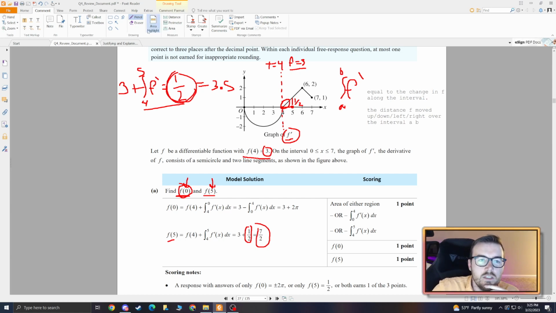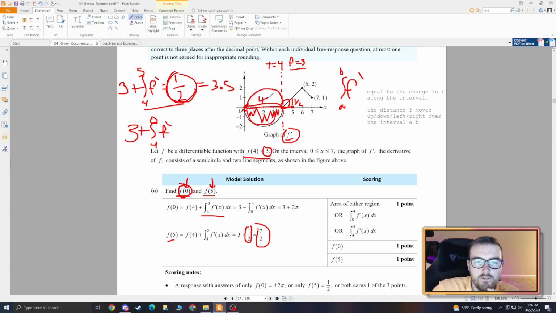Okay? And similarly, the same is true if we do the integral from 4 to 0 of f prime. Because now we're trying to backtrack, right? To go back to 0. And I wrote 4 to 0 on purpose, just like they did, because we're trying to go backwards in time. So this area, the area of the semicircle, is 2 pi, because the area of the full circle is 4 pi. So if we take half of that, that's 2 pi.